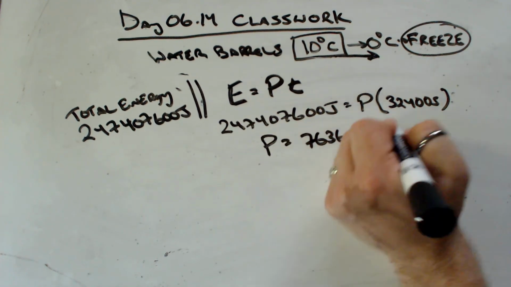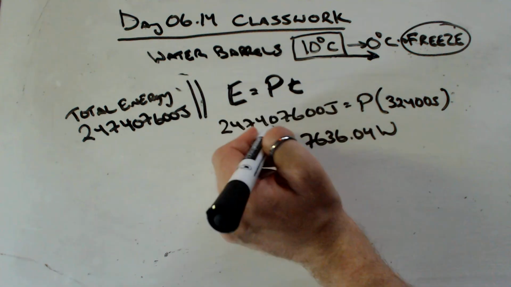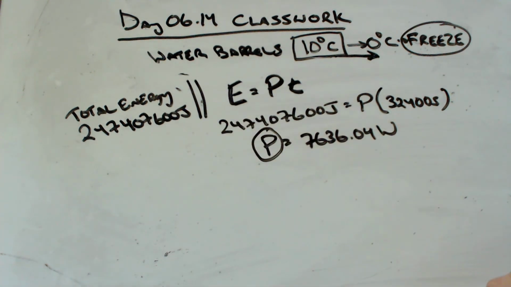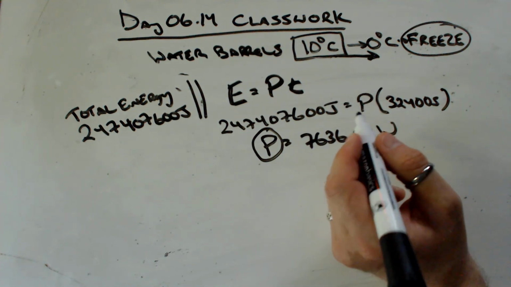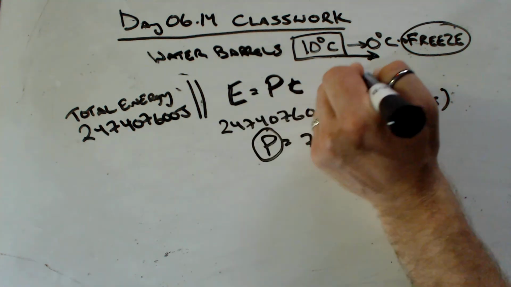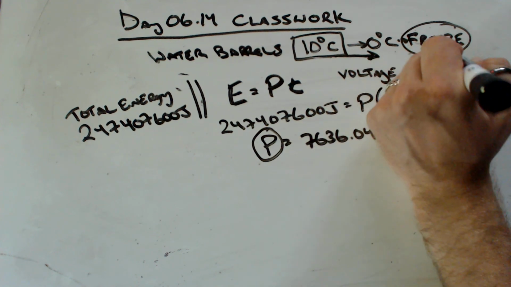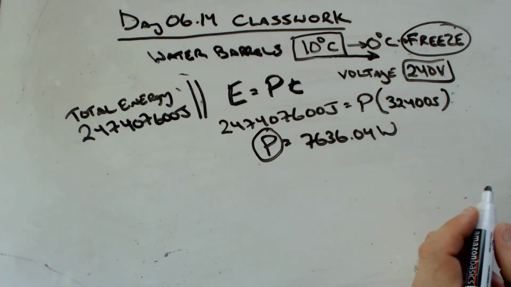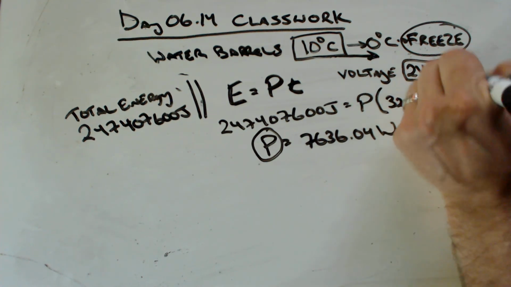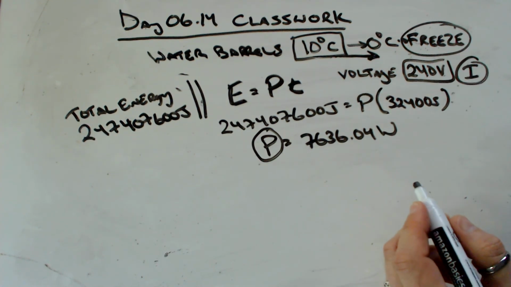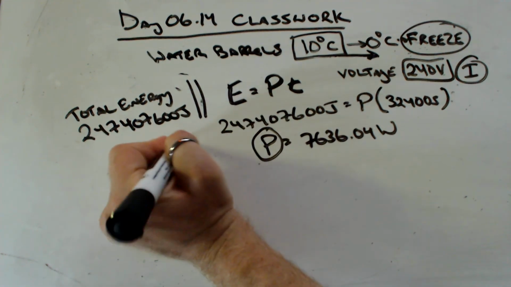we get the total power of this system, which is 7636.04 watts. Now, there are a couple of equations for power electrically. Power is work over time, but when we're dealing with electricity, we have to figure out what we know. And we know the voltage is 240. So this is the same kind of voltage that a dryer or a stove would use. And we want to find the current. Now the equation for power when it deals with voltage and current is P equals VI.